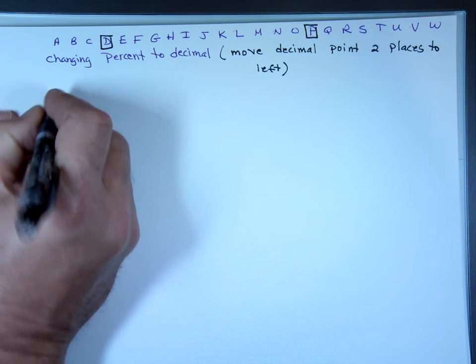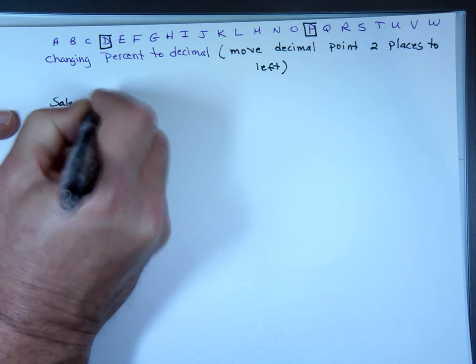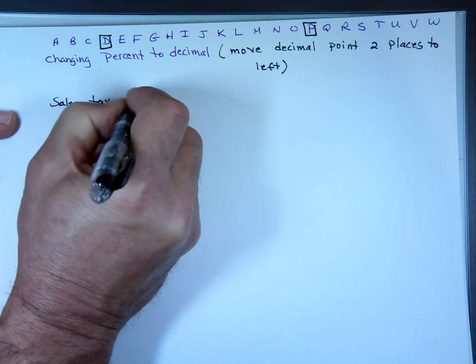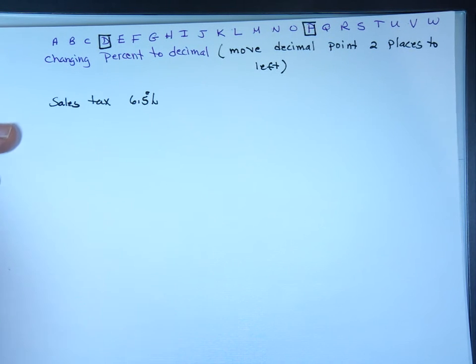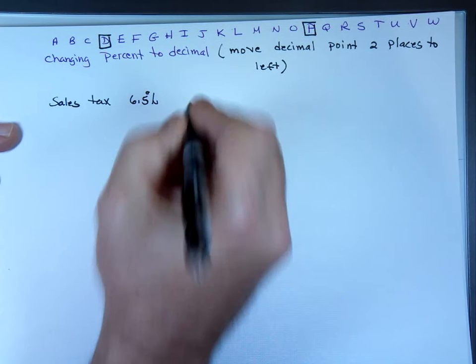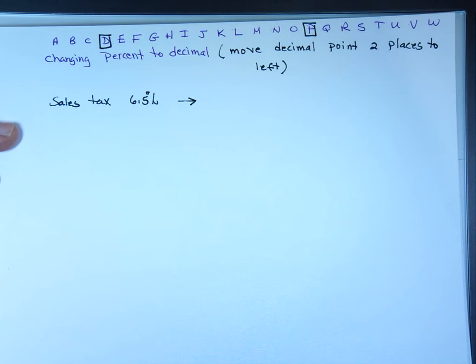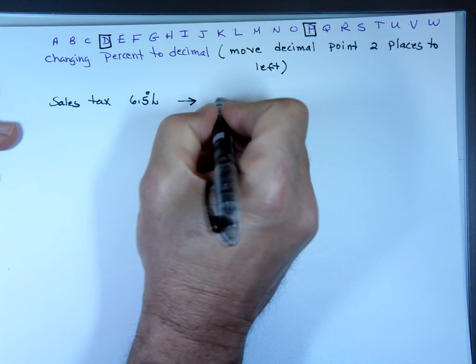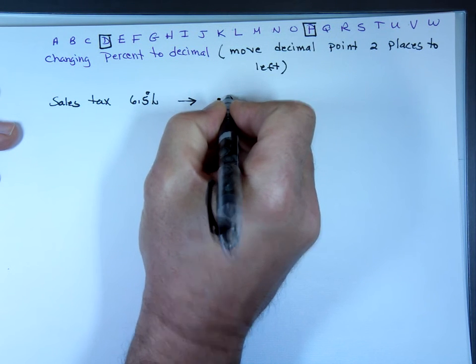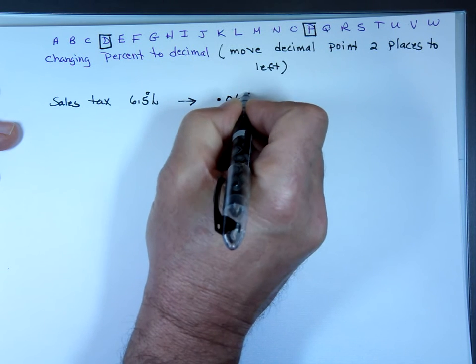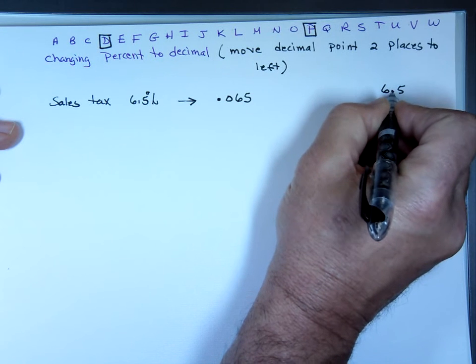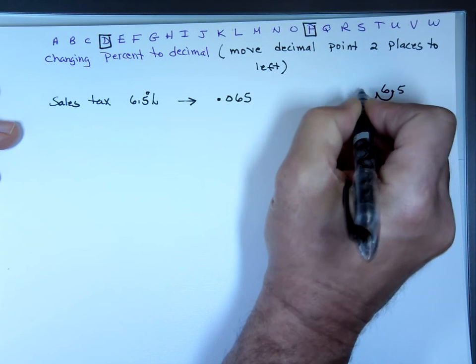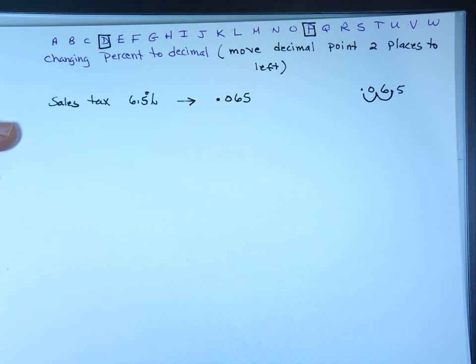Sales tax, for example. In Massachusetts, sales tax is what? 6.5%. So to change 6.5% to a decimal value, that will be what? Move the decimal point how many places? 2 to the left. So if I move it 2 places to the left, what's that number? Remember, 6.5, and you got to move it 2 places to the left. This is 1, 2. 0.065.